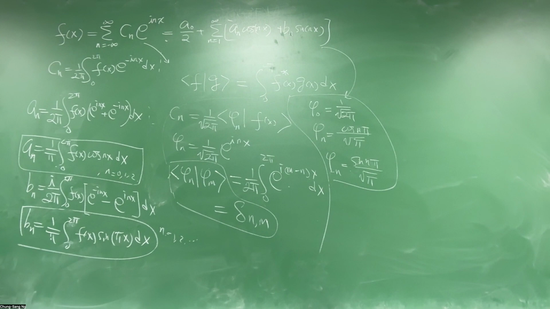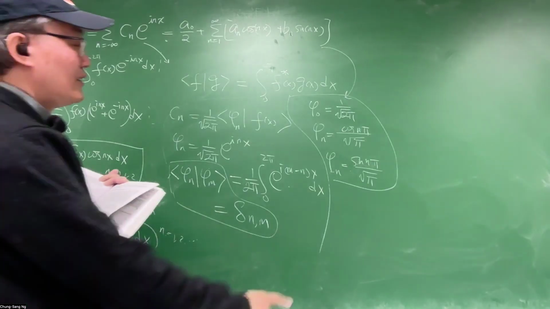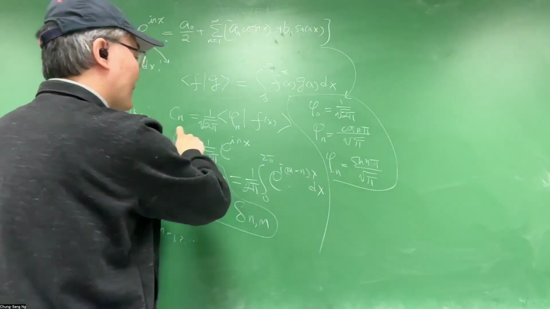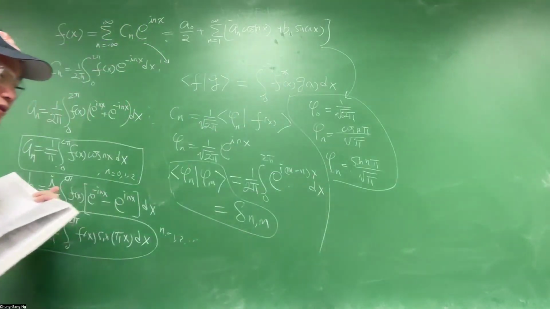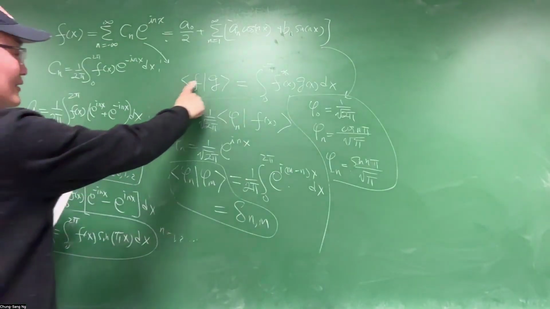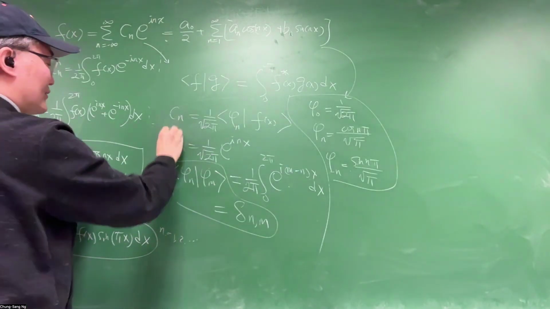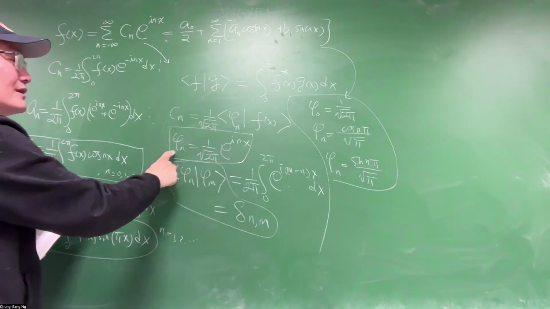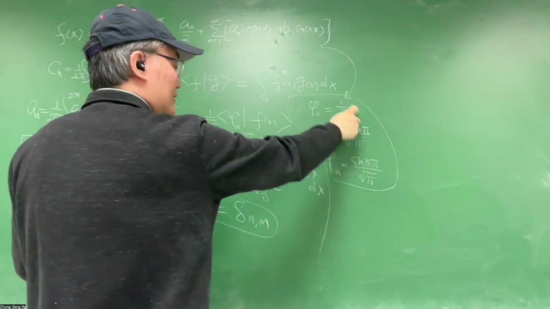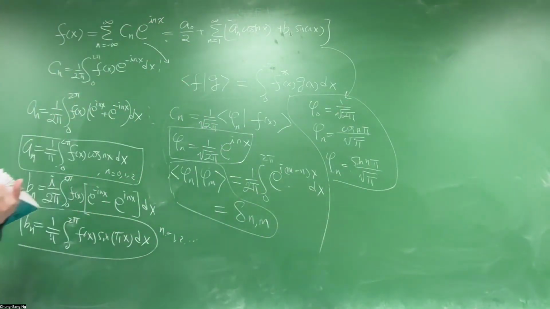Is that okay? Yeah. That is the complex conjugate here. But the phi is different. Phi is just an arbitrary notation. So this is one set of choice of basis, using the exponential function as the choice of basis. This basis is using sine and cosine.